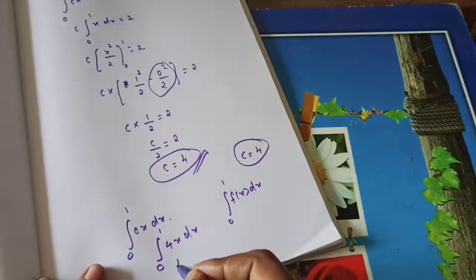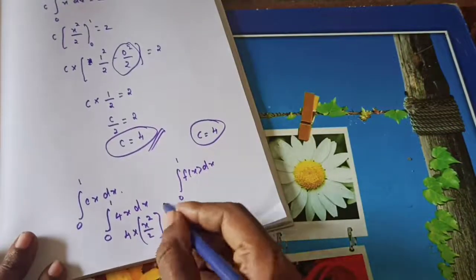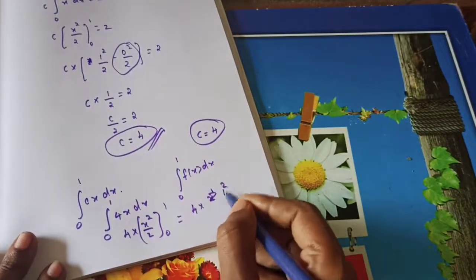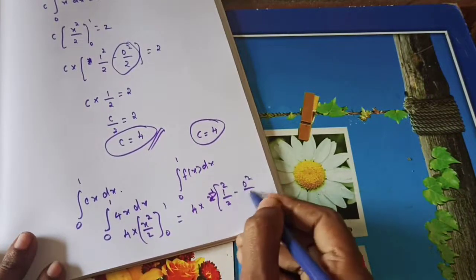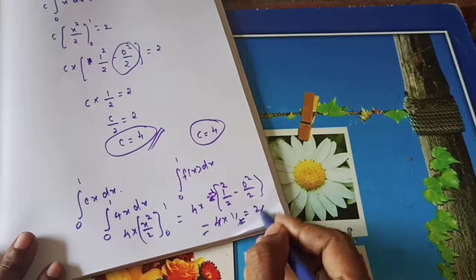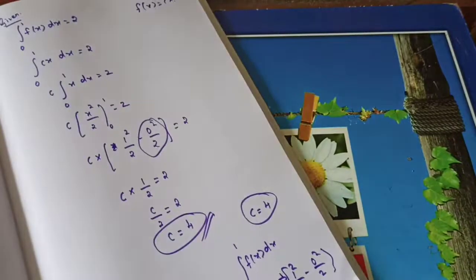Now integrate, 4 is a constant. If you are integrating x square by 2 you will get, okay, so apply the limit. Now you can apply the limit: 4 into 1 square by 2 minus 0 square by 2. So you will get 4 into 1 by 2, that's equal to 2. Now you got the given answer, correct? So our answer is correct. Understand? So you can check the answer like this. So this section is fully over. Okay students? So this section is over.